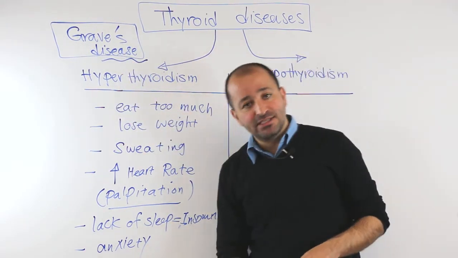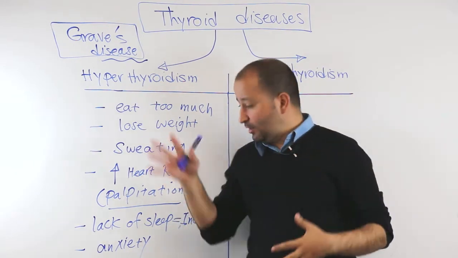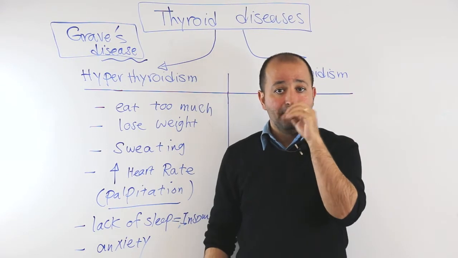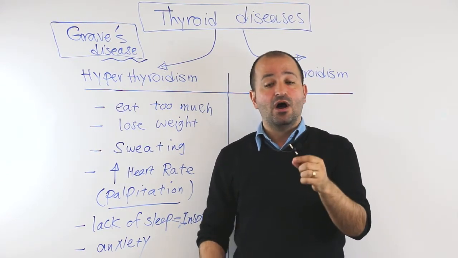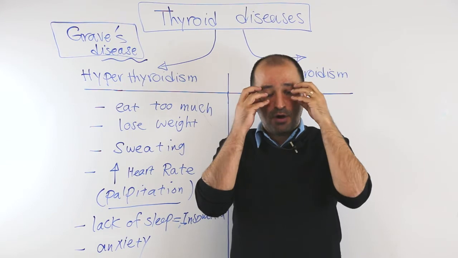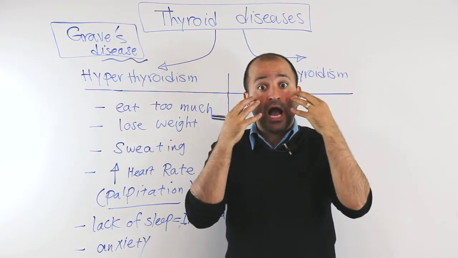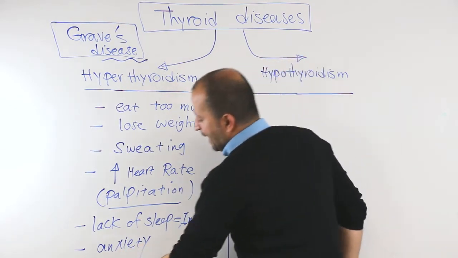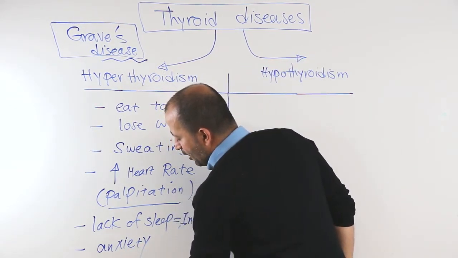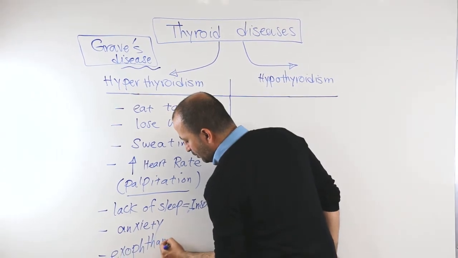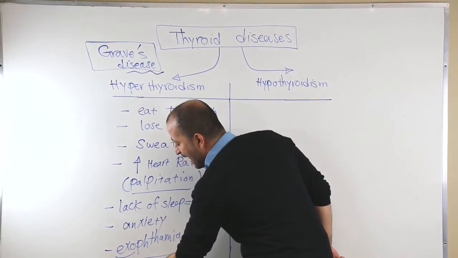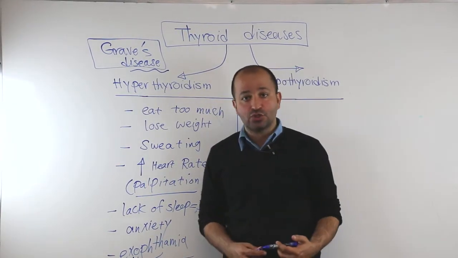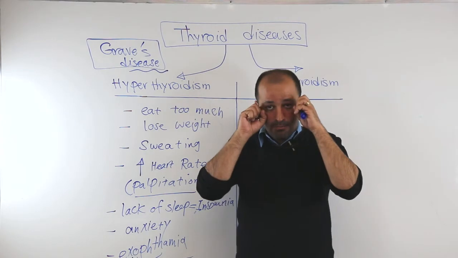People who have Graves' disease usually have all these signs and symptoms. They also have something very distinguishing, a sign, which is their eyeball is popping out. You notice right away that the eyeball is popped out. That is called exophthalmia, if you want to know the medical terminology. Exo means out, ophthalmia means eyeball. So exophthalmia means the eyeball is popping out.